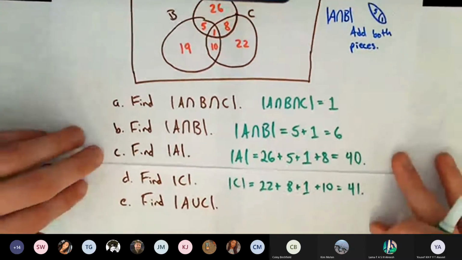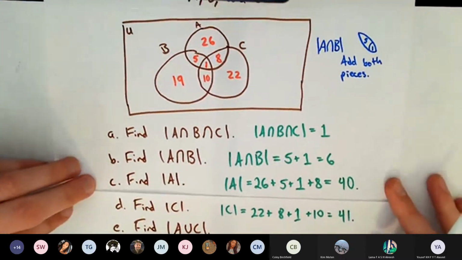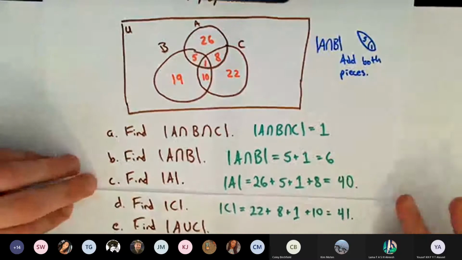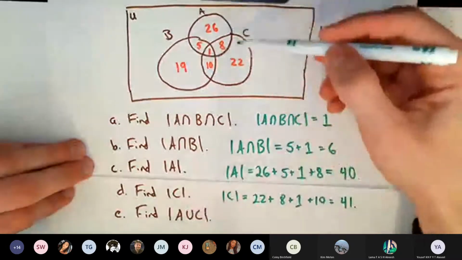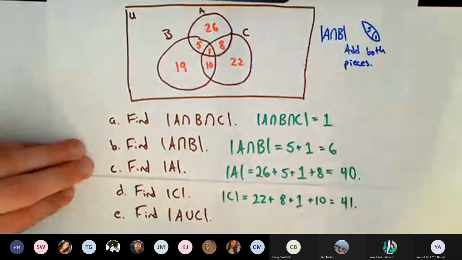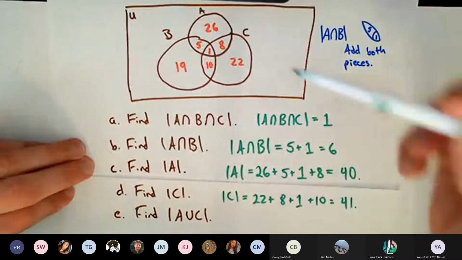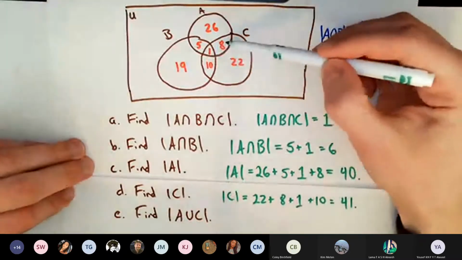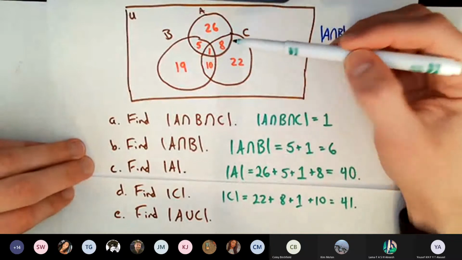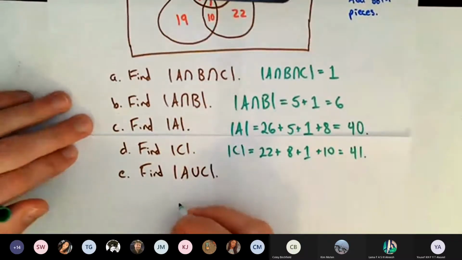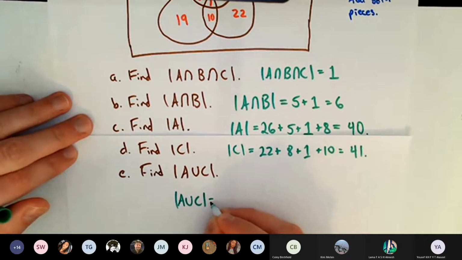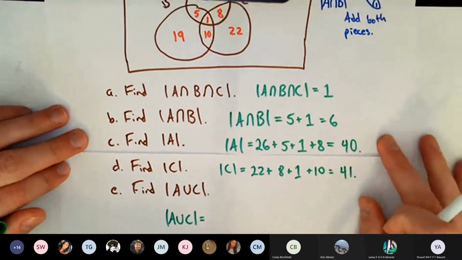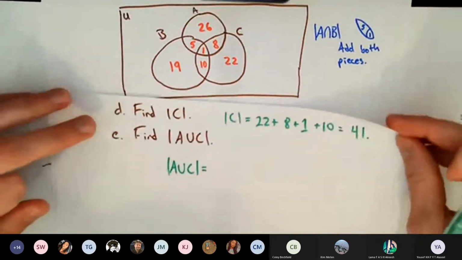Good. Now, the cardinality of A union C, we should recall, is all of the things in A or all of the things in C. And we don't want to double add the stuff that's intersected between them, the 1 and the 8. So when we find A union C, we could use our inclusion-exclusion principle, but I think with a picture, we really don't need to.